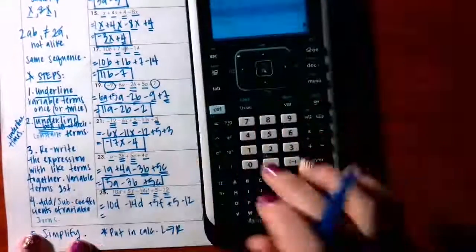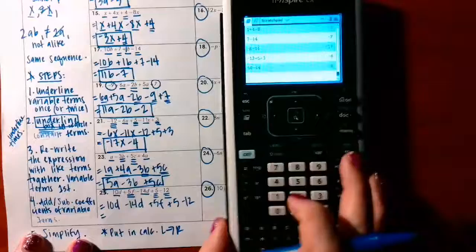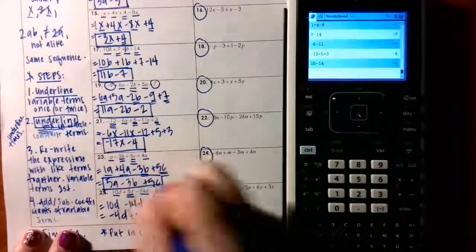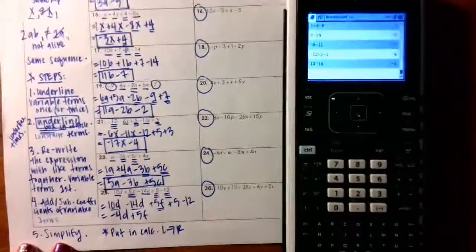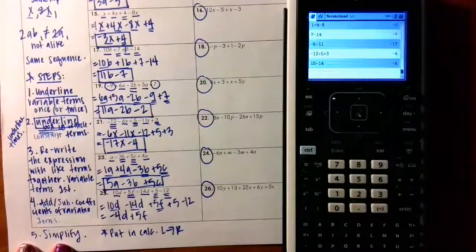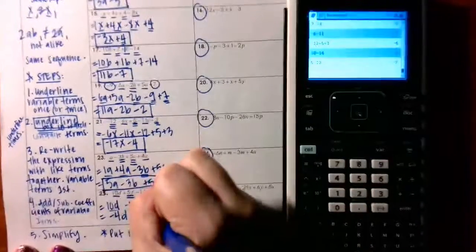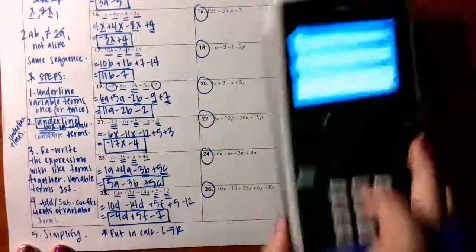So I'm going to do 10 minus 14. That gives me negative 4d plus 5f, because I can't combine anything else with that f. There's no other terms with an f in it. Plus 5, so I'm going to do 5 minus 12. So minus 7. These take practice. You'll get the hang of it, but you have to practice.